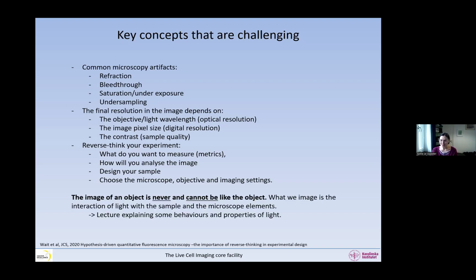And quite interesting concepts, which I will explain today. Hopefully you will understand what we mean. The image of an object is never and cannot be like the object. What we image is the interaction of light with the sample and the microscope. So the lectures that we're going to talk about now will explain some behavior and properties of light. But remember that what we're imaging is not the object, it is the light that comes from the object, and therefore the image can never be the same as the object.